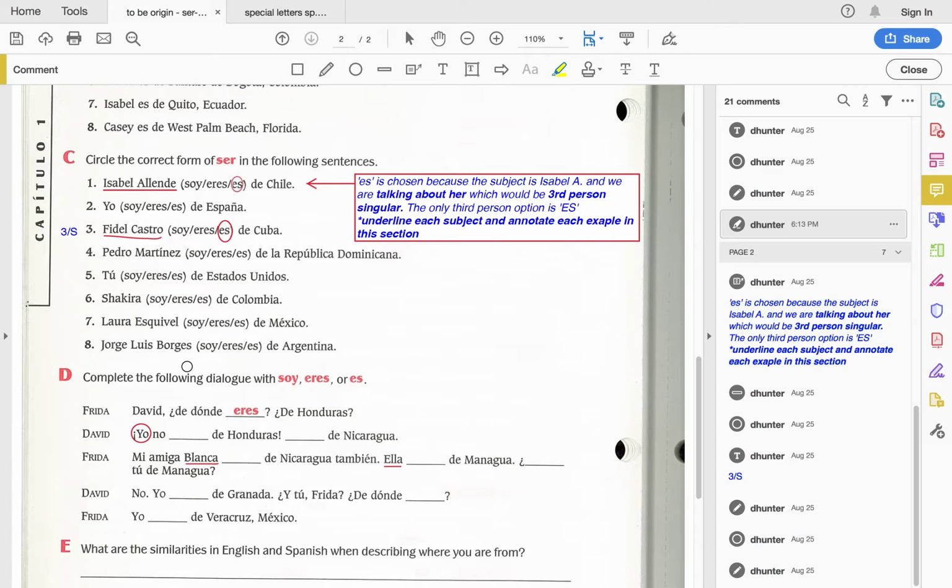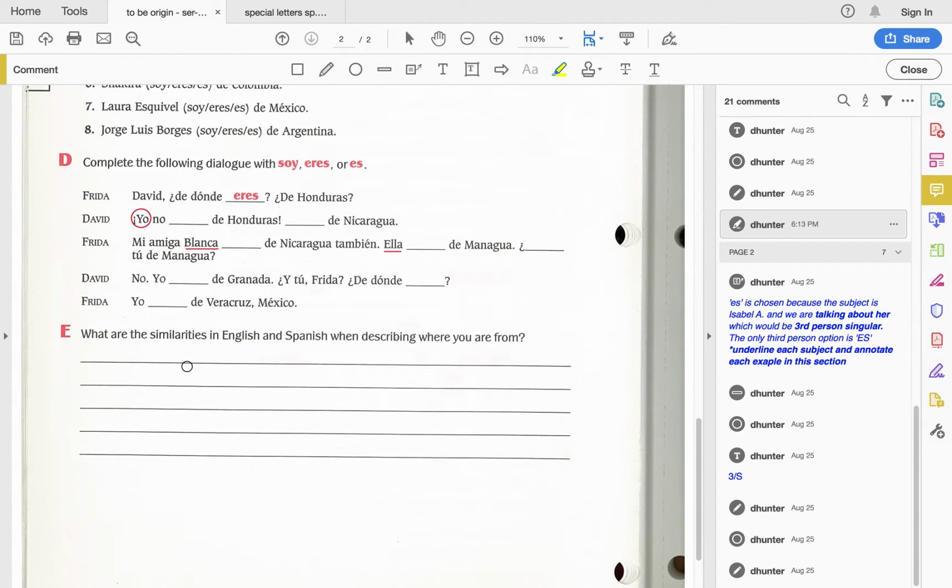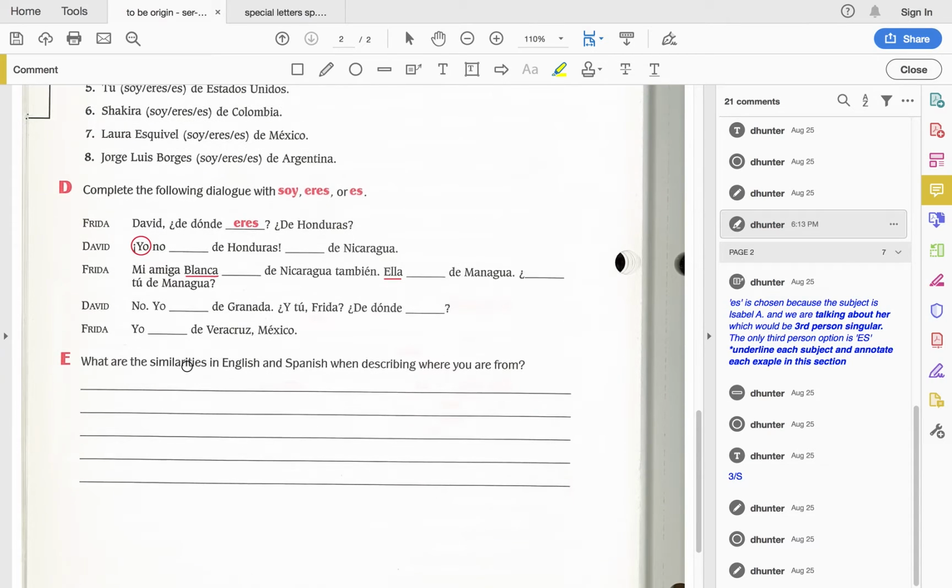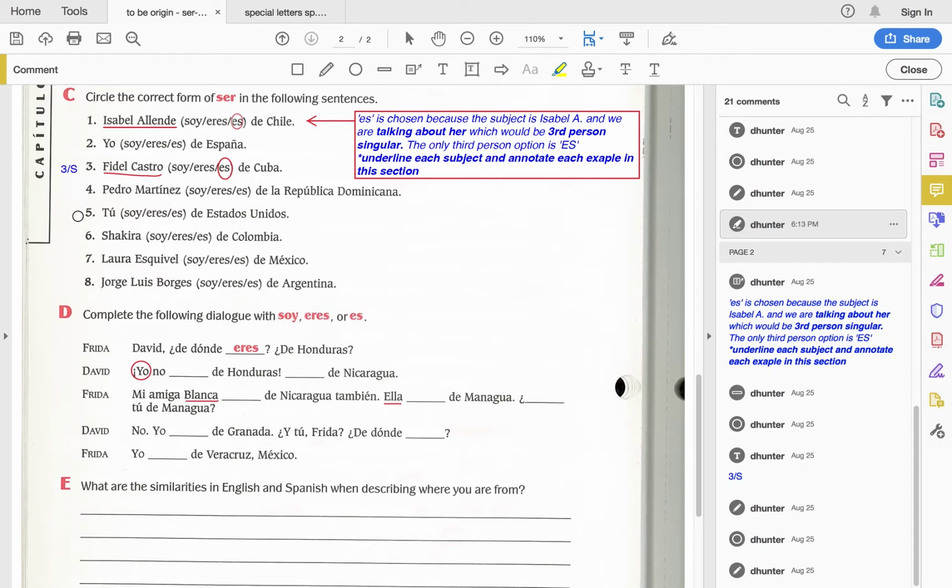Be aware that all of your annotations will not be the same, even though some will be more common than others. Finally, parts D and E. Complete the following dialogue with soy, eres, and es. Now this is the same as what we did up above, and the annotation strategy that you used up here may be useful, but it's super essential that you realize that you're using a dialogue. Let's go over number 1 and number 2.